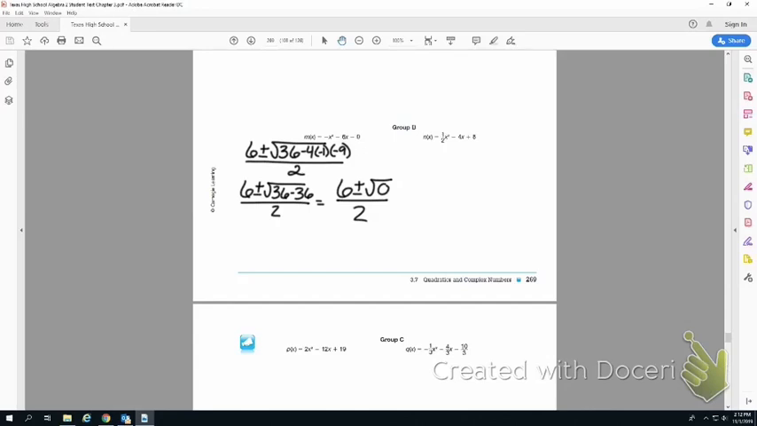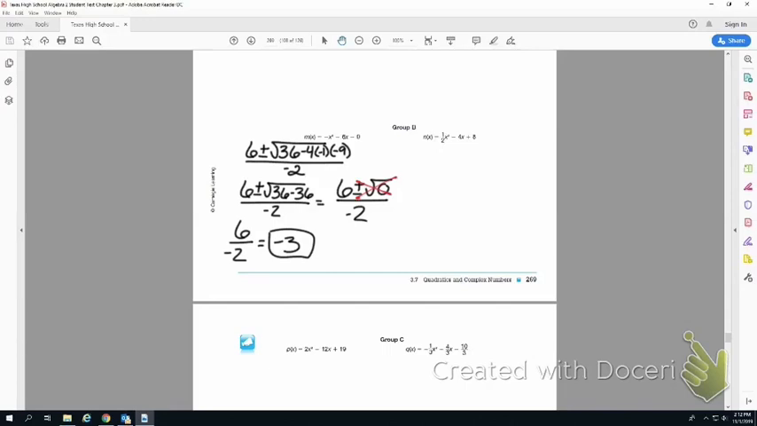The square root of 0 is what? 0. 6 plus 0 is what? 6. 6 minus 0 is what? 6. So is the plus or minus square root of 0 doing anything? No. Alright, so I end up with 6. Oh, and the 2a, sorry, that should be negative 2. So 6 over negative 2, which gives me negative 3, which is the one x-intercept that we got from the graph.